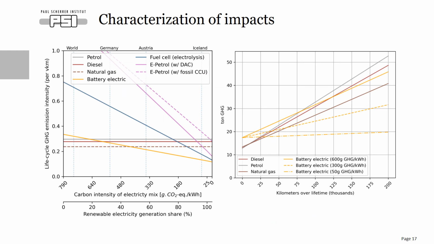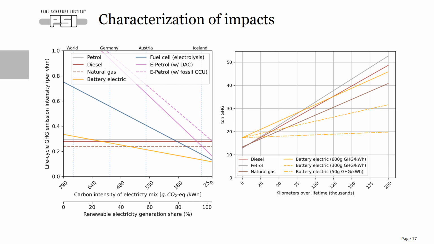It is, however, clear that for electric powertrains, whether it be battery electric or fuel cell, much of their performance, at least in terms of greenhouse gas, can depend on the carbon intensity of the electricity mix. On the left panel, we in fact display the performance in terms of greenhouse gas per vehicle kilometer as a function of the carbon intensity of the electricity mix.